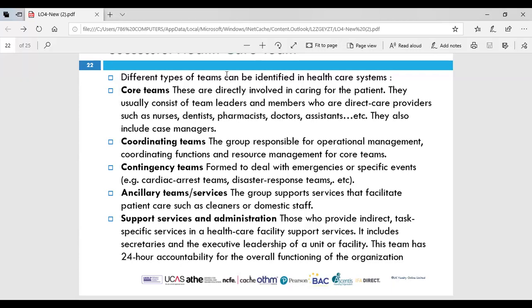So anyone else? Yeah, paramedics. Yeah, paramedics, yes. Will a paramedic be a core team member, or will that paramedic be a contingency team member? Just a question. You mentioned a paramedic being a part of the contingency team, or will that paramedic be a core team member?